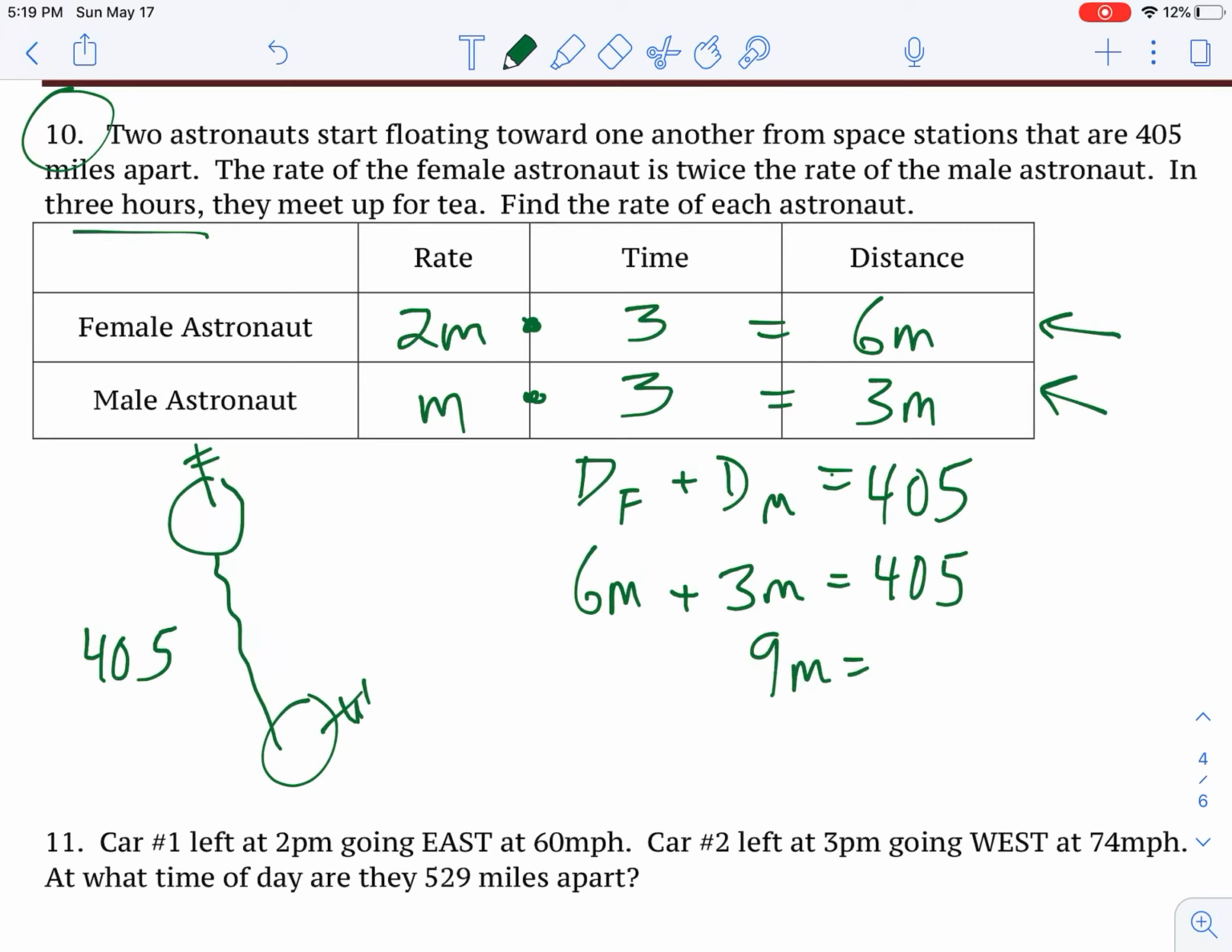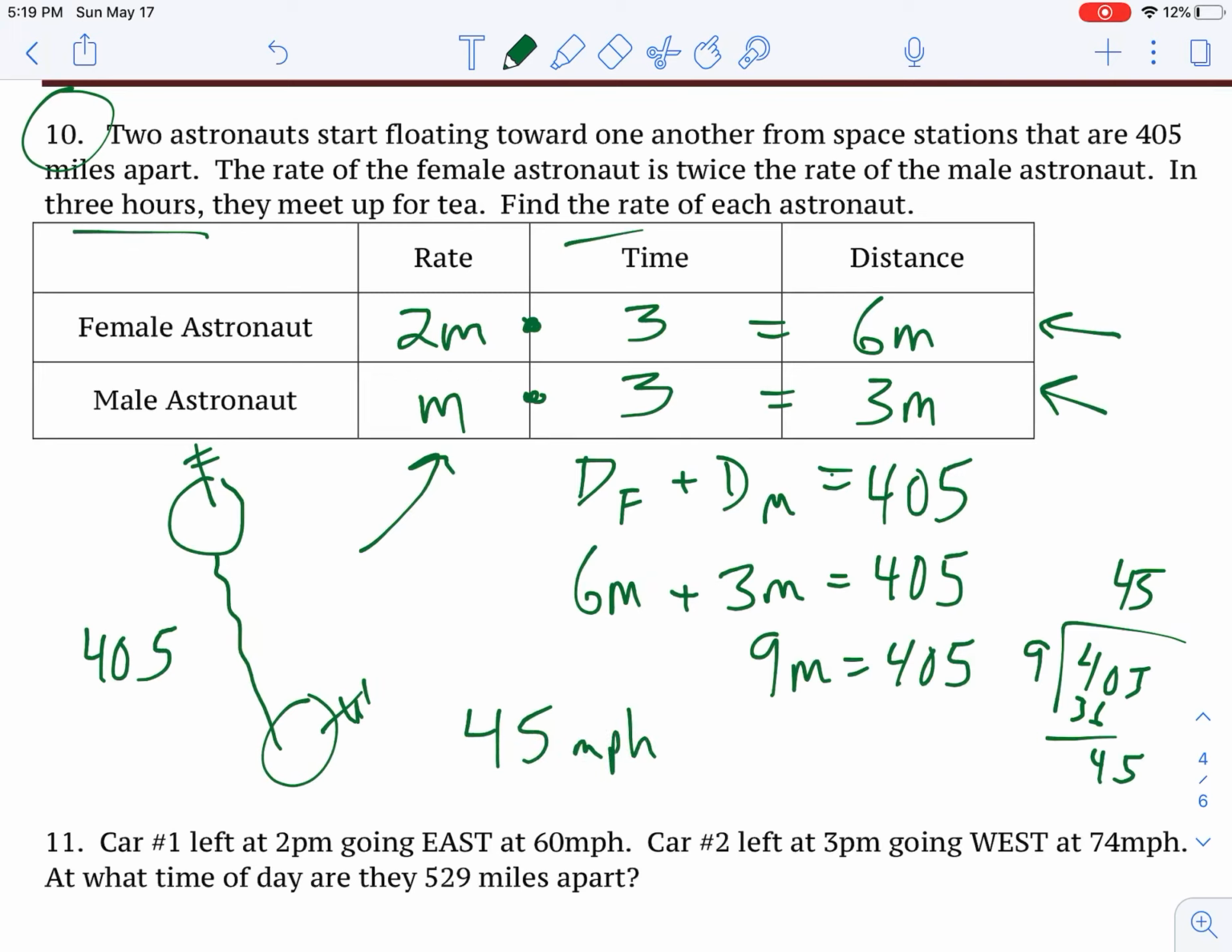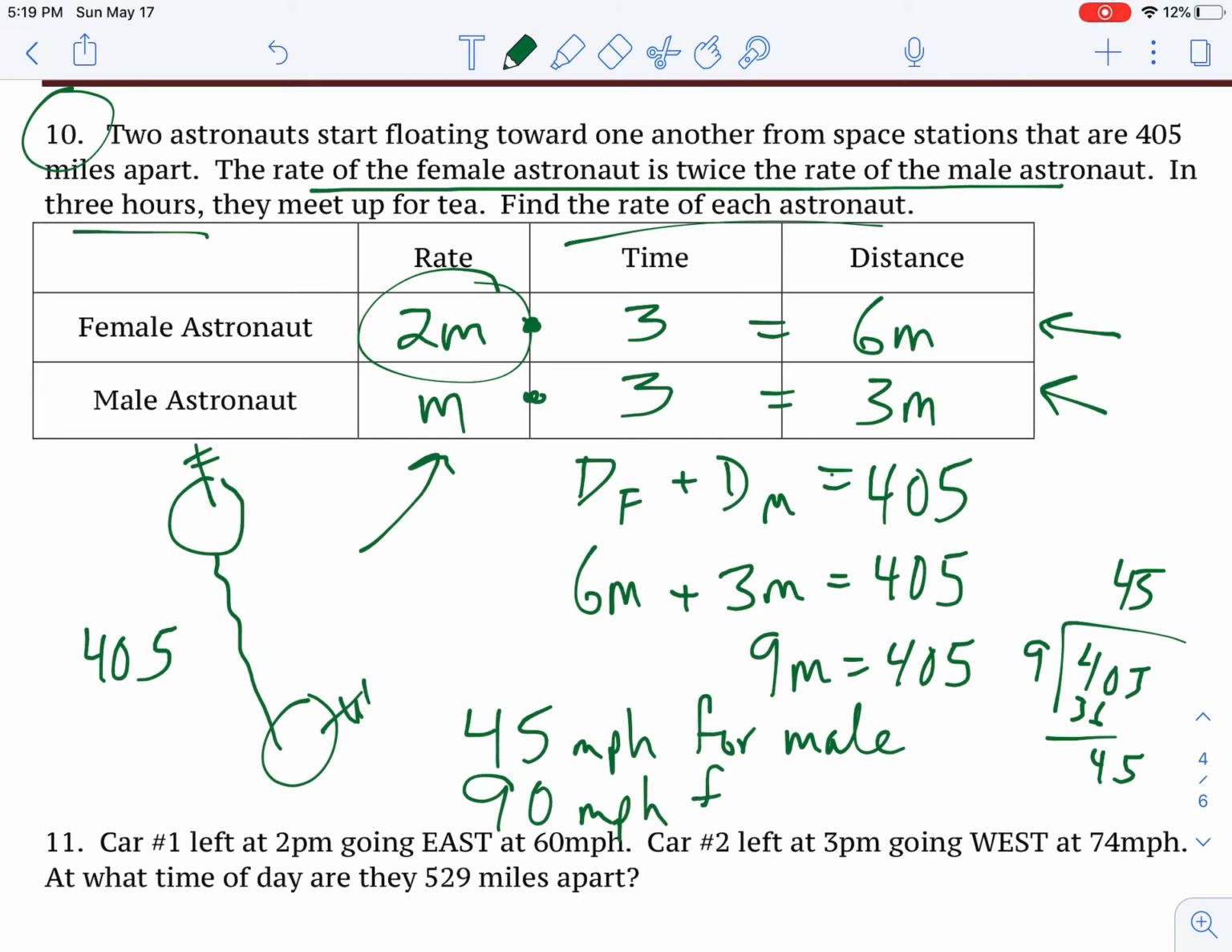And I get 405. So 9m equals 405. So what is m again? That's the rate of the male astronaut. So 405 divided by 9 goes in 45 times. So 45 miles per hour. Now find the rate of each astronaut. So 45 miles an hour for the male. Now, how do I figure out the female? She's twice the rate, or 2 times m. So she's 90 miles per hour.